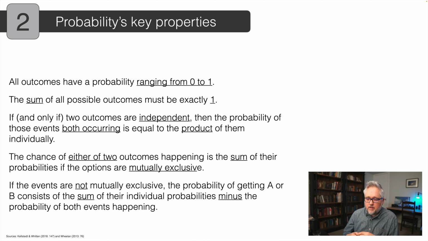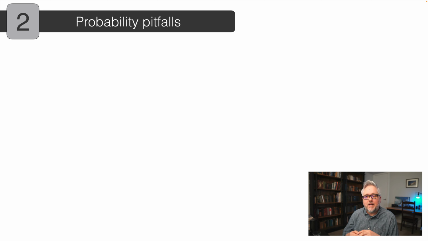If the events are not mutually exclusive, so for example, in the card example, the probability of getting a queen or the probability of getting a club, then the probability of getting A or B is the sum of the individual probabilities minus the probability of both of those events happening, such as a queen of clubs. So the probability of a queen plus the probability of a club, minus the probability of both of those things happening. So those are the basic characteristics of underlying probability.